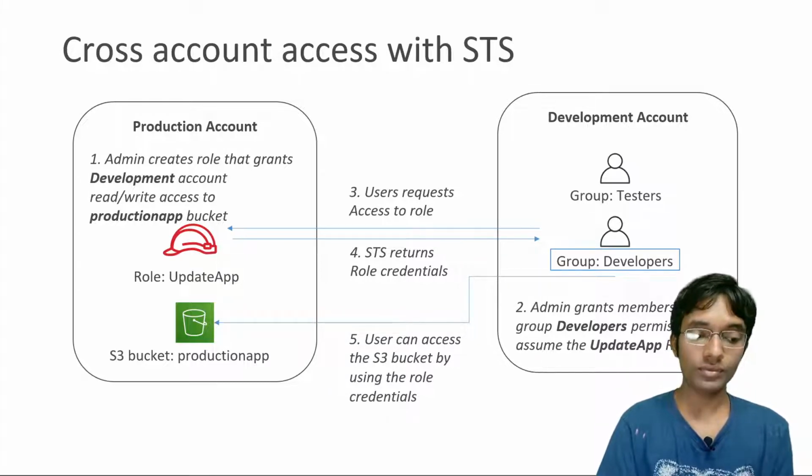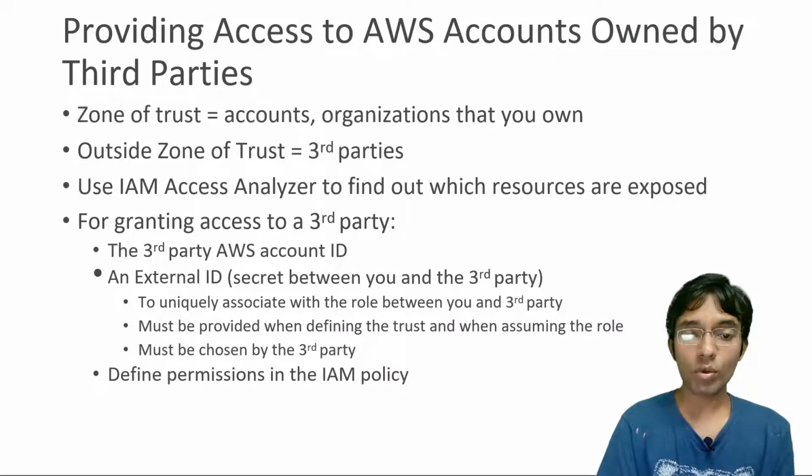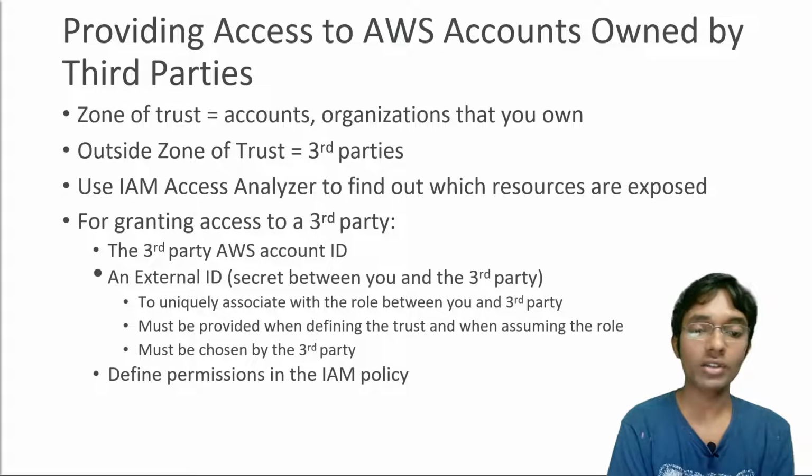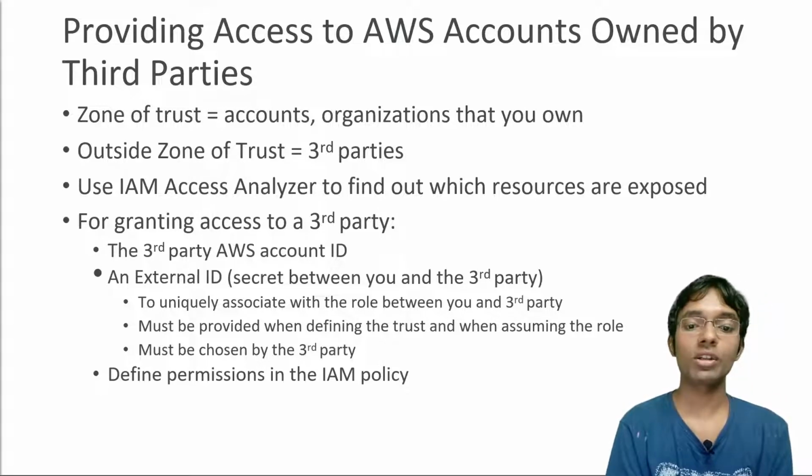Now, in case you want to provide access to AWS accounts owned by third parties, there's going to be an extra thing called the external ID. This is our text that we are seeing, but then I have a diagram. So this is the zone of trust. The zone of trust is all the accounts and the organization that you own, and outside of the zone of trust is going to be the third party's account.